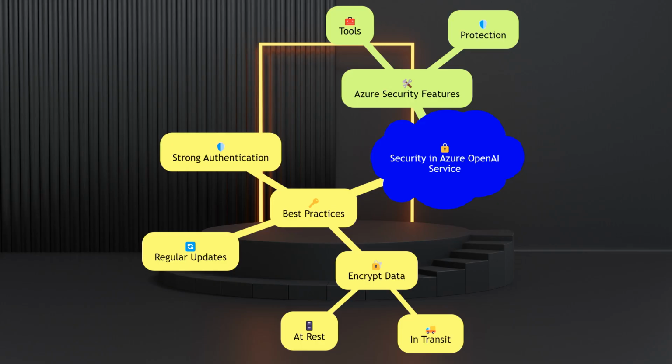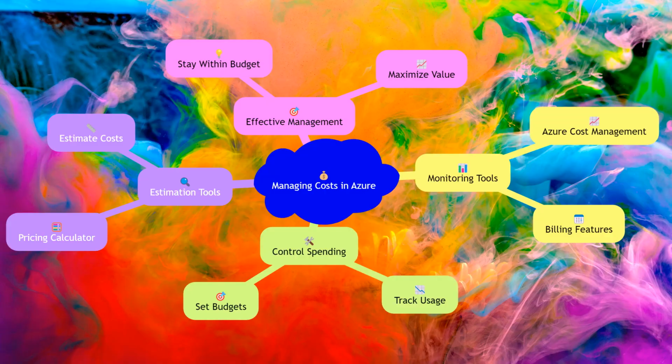Security is a critical aspect of any cloud service, and Azure OpenAI service is no exception. Ensure that you follow best practices for securing your resource, such as using strong authentication methods, encrypting data in transit and at rest, and regularly updating your security settings. Azure provides various security features and tools to help you protect your resources, so take advantage of these to safeguard your OpenAI service.